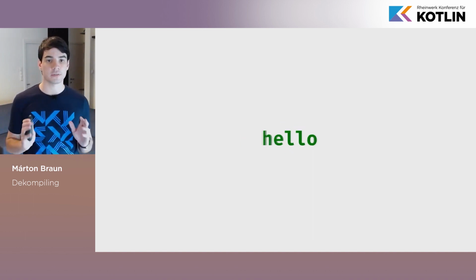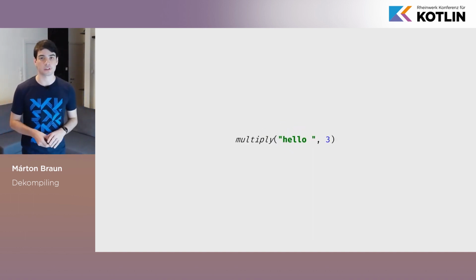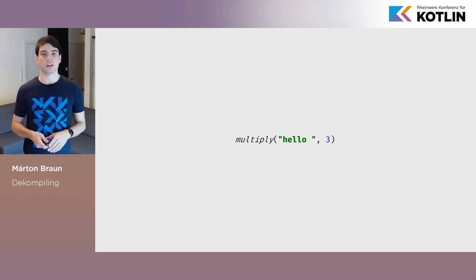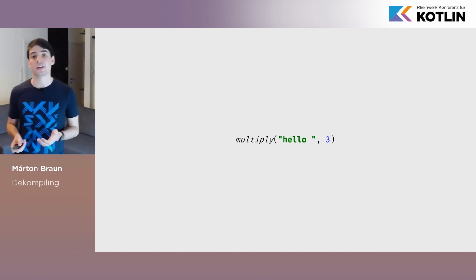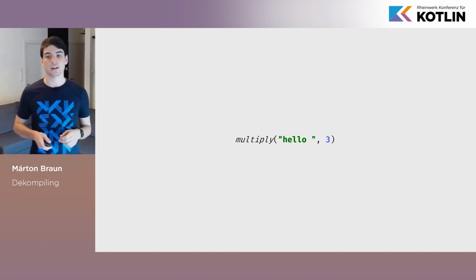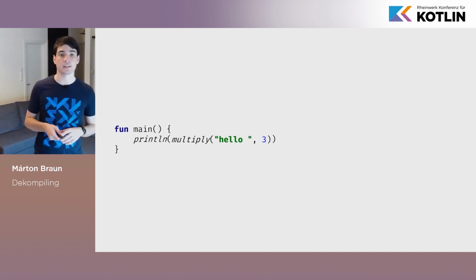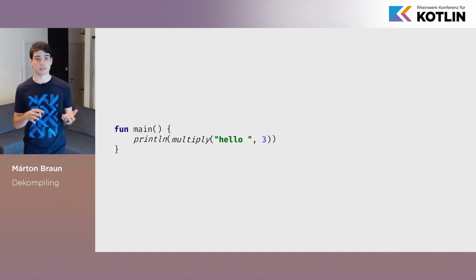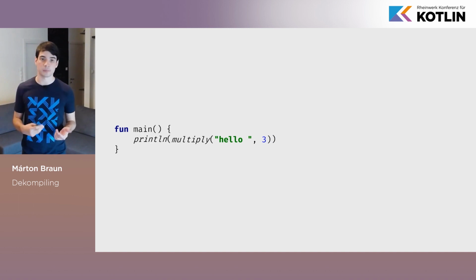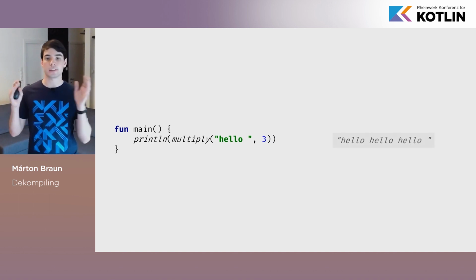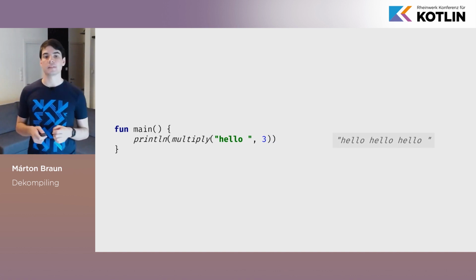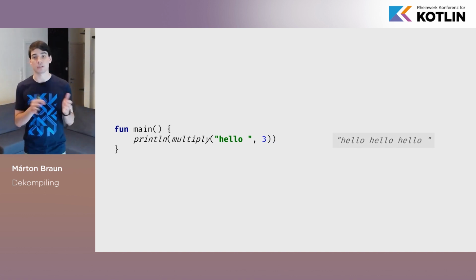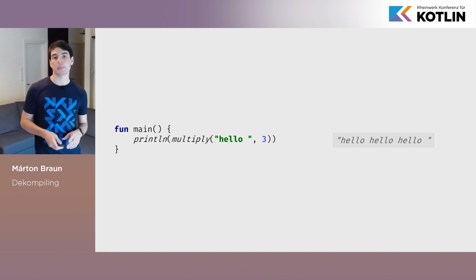So we're going to start with a very simple function, and we're actually going to use this simple function for the entirety of this talk. This multiply function takes two parameters, a string and an integer, and it multiplies the string. Let's print the results for these simple parameters. It's going to take the string and concatenate it to itself the given number of times. So with these inputs, we would get hello, hello, hello as our output string.